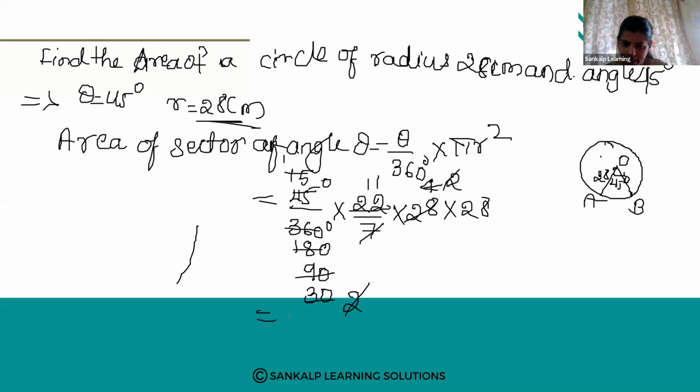11 into 28. So, if you do the calculation 11 into 28, you will get 30. So 22 divided by 7, 11 remains. So 2 and 2 will get cancelled.